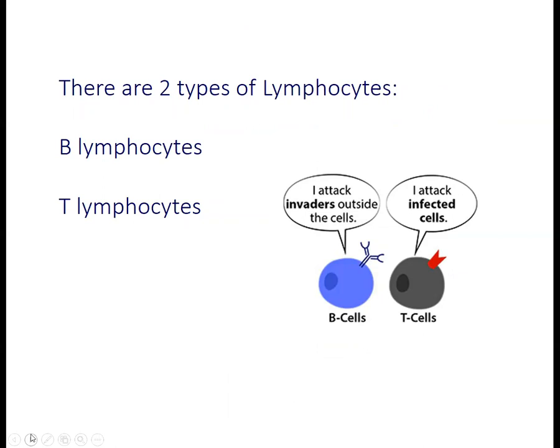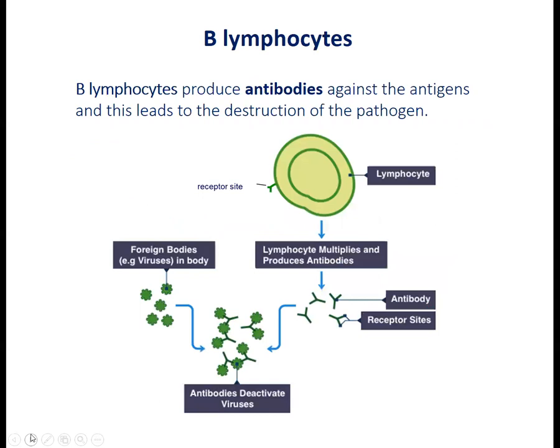We're now going to look at 2 types of lymphocytes. We're going to look at B lymphocytes and T lymphocytes. And a simplification really is to say that B lymphocytes will attack pathogens that are outside of our cells, and T lymphocytes will attack cells that have been infected. So let's have a look at the B lymphocytes first of all and see how they work.